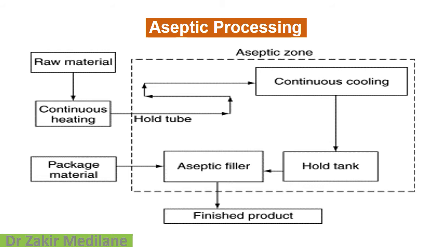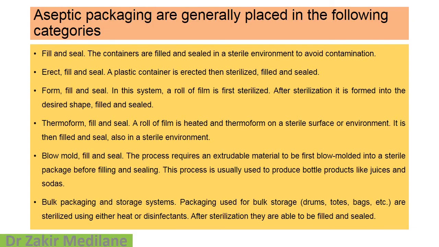If the raw material is in the packaged form, then directly it is transferred to the aseptic filler. From the aseptic filler, again it is transferred to the finished product, where the aseptic processing is completed. If it is a raw material, it has to follow the upper sequence. If it is the packaged material, then it has to follow the lower sequence, where the aseptic processing can be done completely.